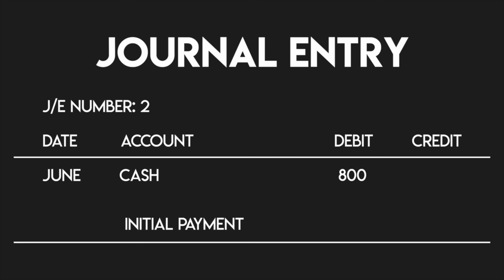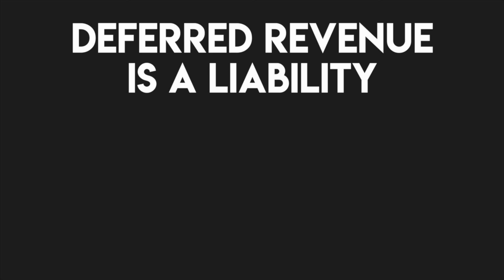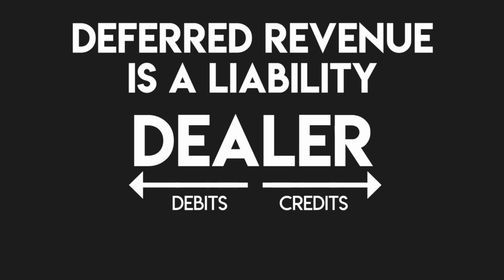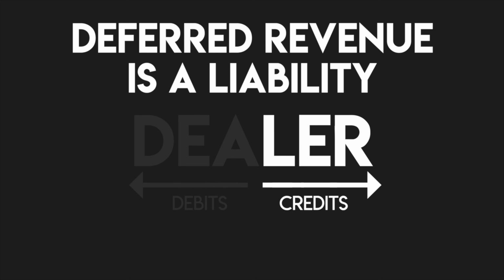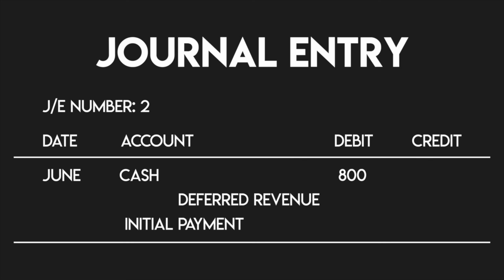So the other side of this journal entry is going to need to increase our deferred revenue in the balance sheet. Deferred revenue is a liability, the L in DEALER, so it's a normal credit account. Credits increase it and debits decrease it. So you need to credit your deferred revenue in the balance sheet to increase it by $800.